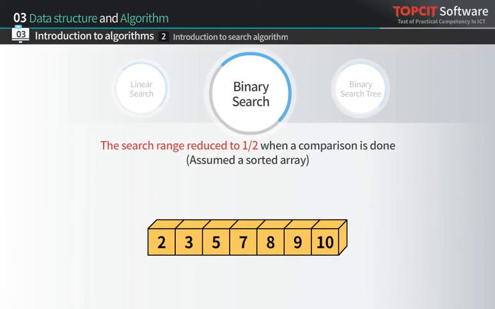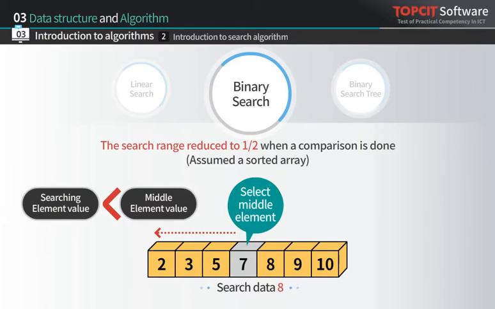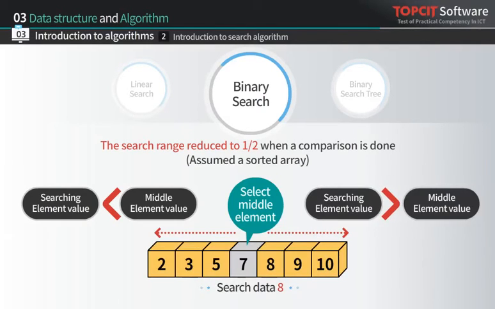Now let's look at the process when a binary search algorithm is applied to an ordered array, as shown in the picture. Assuming that we search for the data 8, the first step is to set the data. Select the middle element 7. Then the second step is to compare the value of the middle element with the searching element. If the value you are looking for is smaller than the value of the middle element, then select a middle element again on the left side of the middle element, but if the searching element value is greater than the value of the middle element, then the middle element is selected on the right.